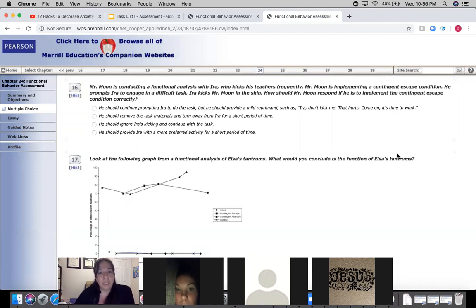A. He should continue prompting Ira to do the task, but he should provide a mild reprimand such as, Ira, don't kick me. That hurts. Come on. It's time to work. Or B. He should remove the task material and turn away from Ira for a short period of time. C. He should ignore Ira's kicking and continue with the task. Or D. He should provide Ira with more preferred activity for a short period of time.